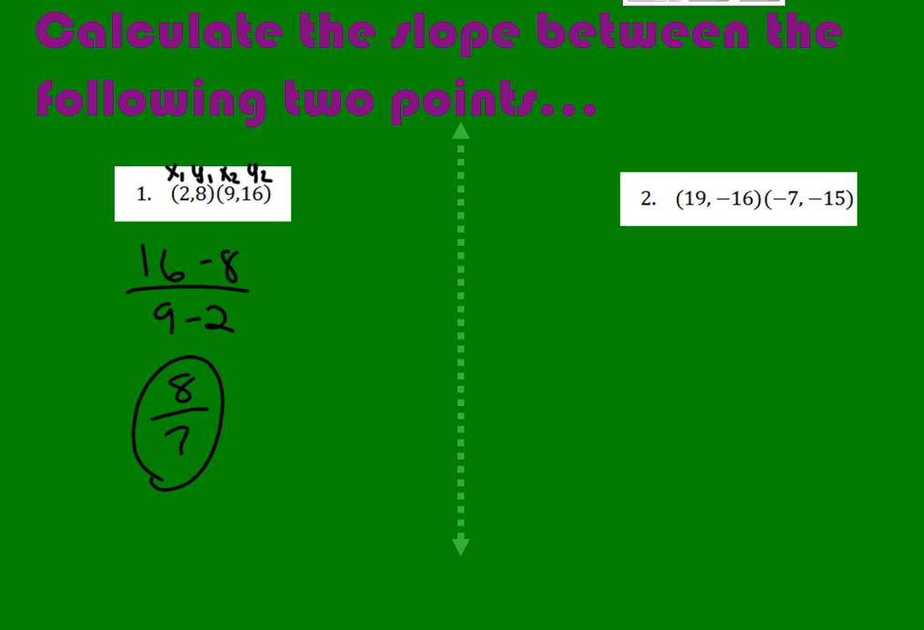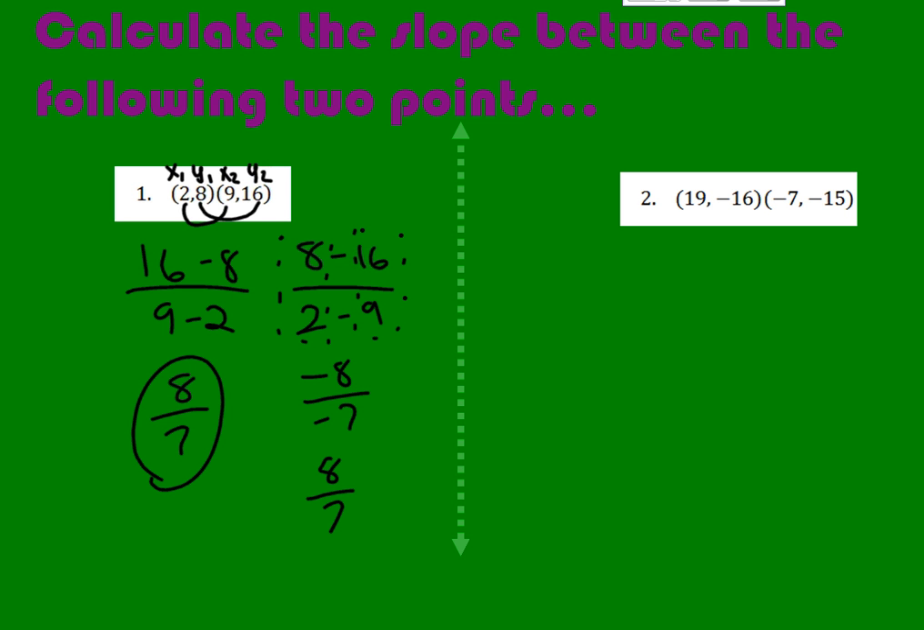Now, I can flip this around as long as I'm consistent. I can do y1 minus y2, x1 minus x2. I can do 8 minus 16, but I've also got to do 2 minus 7. All right? Each point has got to be above each other. Okay, y has to be on top, x has to be on bottom. So when I do this, I get negative 8 over negative 7, which cancels out, so I'm left with 8 over 7.